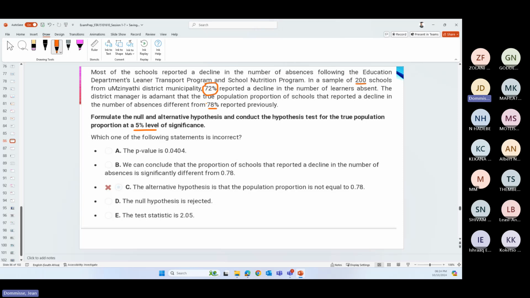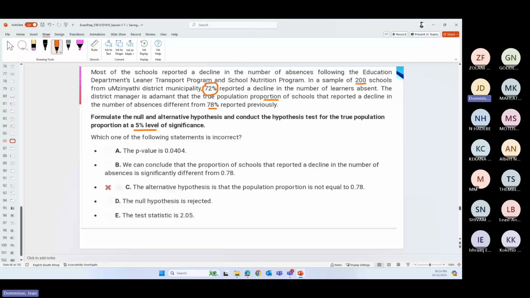So let's see what we need to get. Most of the schools reported a decline. In a sample of 200 schools, 72% reported a decline. The district manager is adamant that the true population proportion is 78%. Formulate the null and alternative hypothesis and conduct the hypothesis test for the true population proportion.